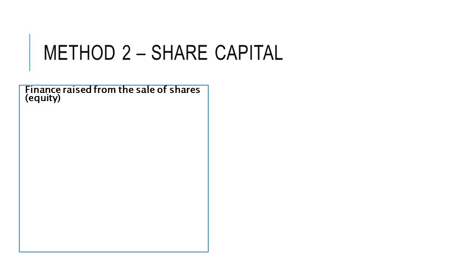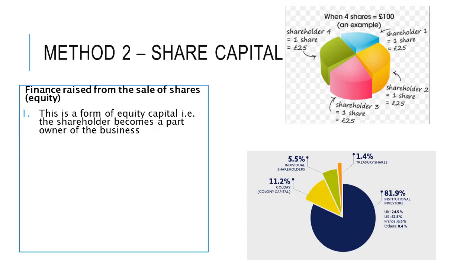Okay, method 2 is share capital. Share capital is finance raised from selling shares within the business, which is often known as equity. If you have an equity stake in the business, it means that you have shares in the business. So for example, the shareholders become part of the owners. On this chart here on the top right, we have 4 shareholders, and they've all invested £25 for one share. So the business has 4 shares, and that is worth in total £100.